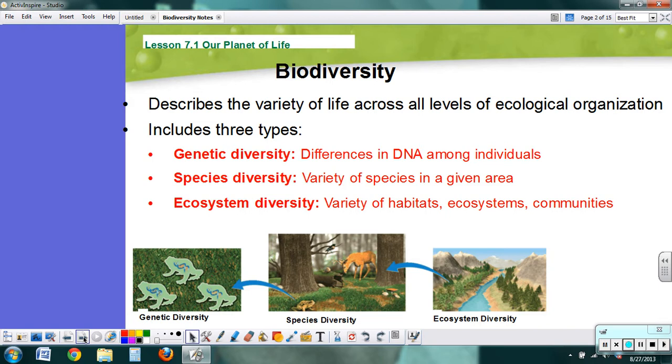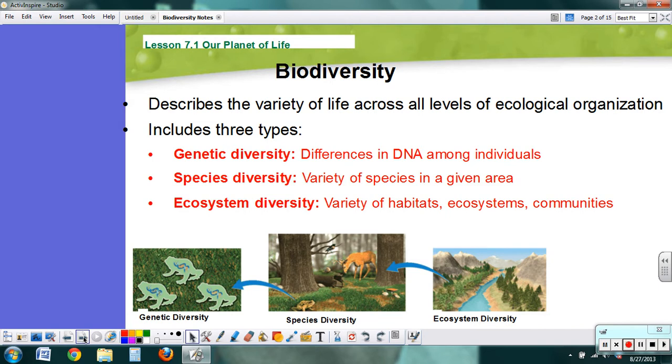So biodiversity, you need to make sure that you know what it is, how it's lost, and how we're trying to save it. So biodiversity is the variety of things in a biome or an ecosystem or an area. When I say things, it's going to be the variety of plants and the animals. So it's not just animals, even though a lot of times we focus on that.